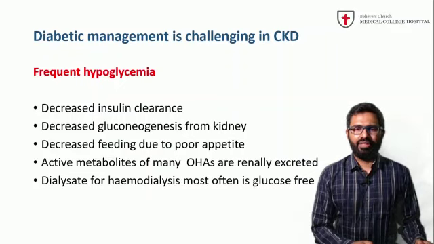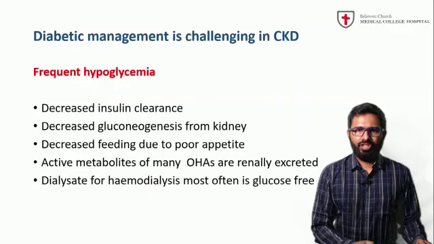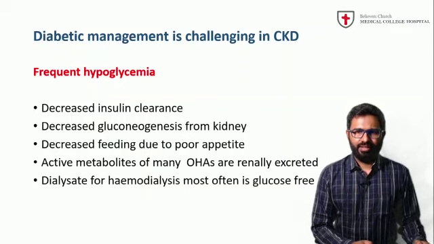CKD patients have decreased feeding due to poor appetite, mainly because uremia suppresses appetite. Active metabolites of many oral antidiabetic drugs are renally excreted. These accumulate in patients with CKD, resulting in hypoglycemic episodes. Hence, antidiabetic drugs need to be carefully selected and dose should be appropriately adjusted.